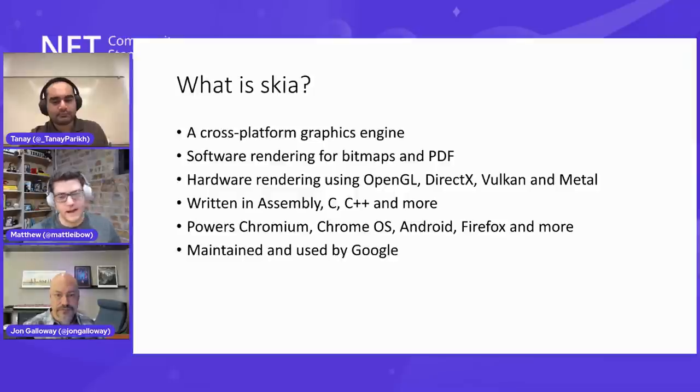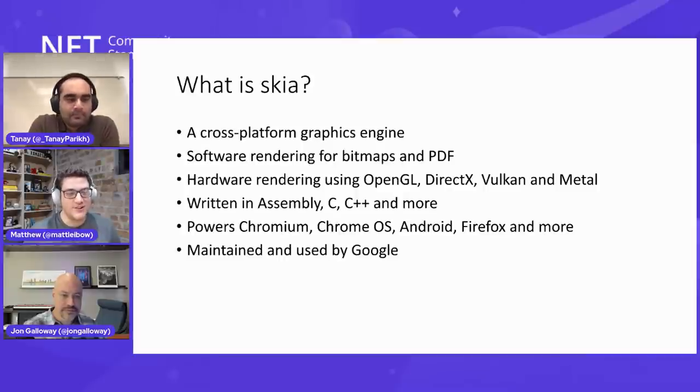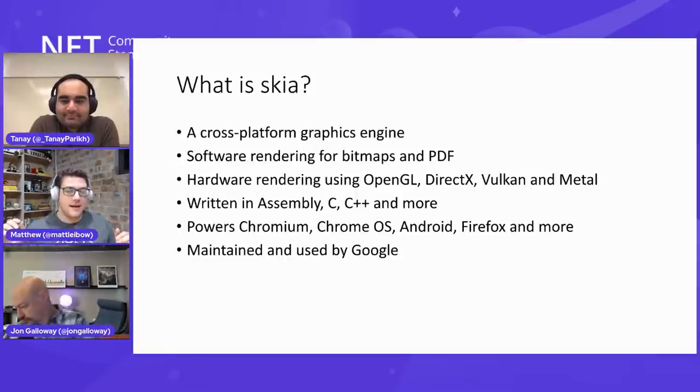If you look at the bits in Chromium or Chrome or Chrome OS or Android, and Firefox is also using it, the stuff you see on the screen is rendered by Skia, because, you know, why use anything less than the greatest graphics engine out there? And this is all written and maintained by Google. This is their library, and they use it for a lot of their stuff. I think it's also been used for Flutter and a few others.